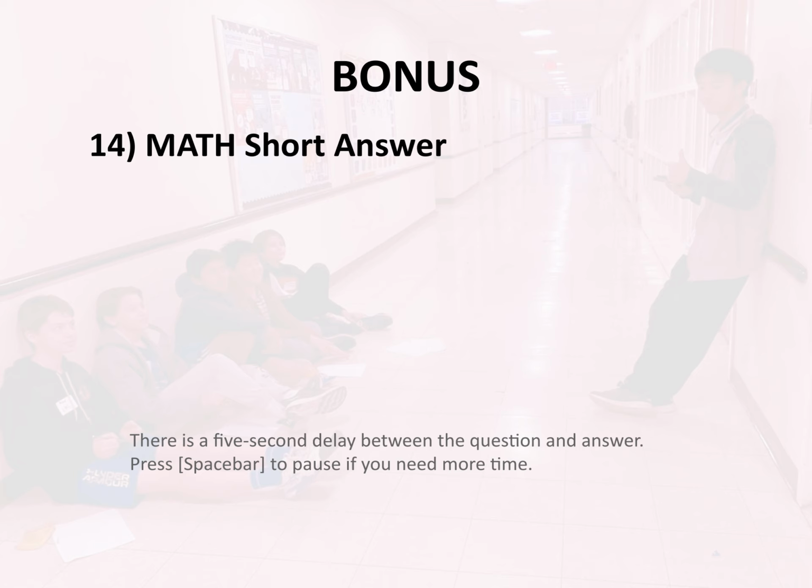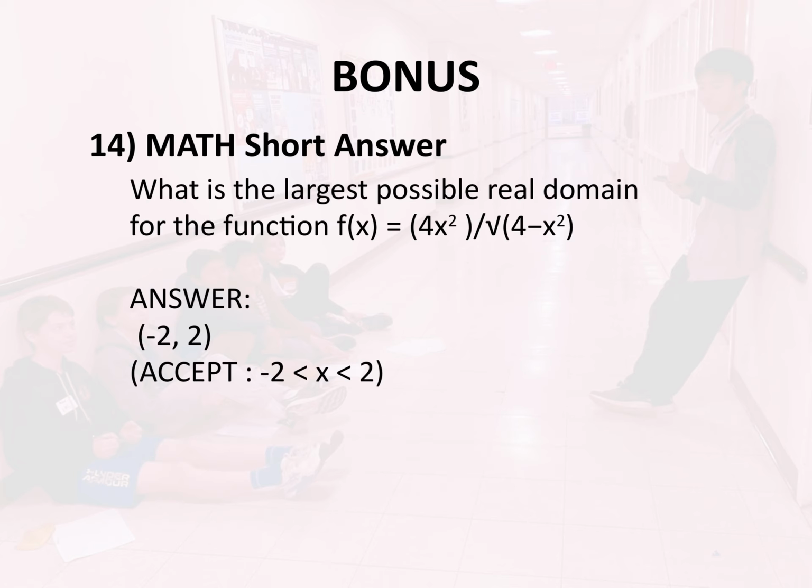Bonus 14. Math. Short answer. What is the largest possible real domain for the function f of x equals the fraction with numerator 4x squared and denominator the square root of the quantity 4 minus x squared? Answer. Negative 2, 2.